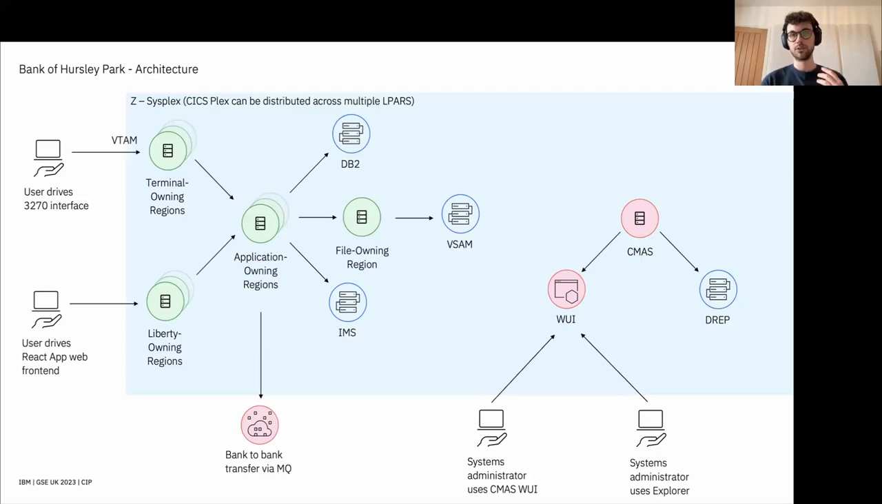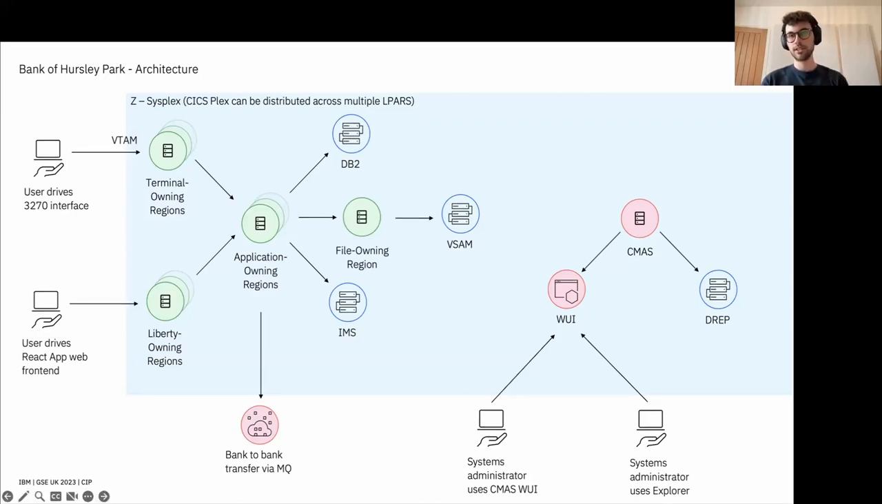Now, for data stores, we've got different options for the bank. We can use DB2 as a data store, or we can communicate via file owning regions to VSAM data stores. We've also got support for IMS, and we can also communicate to other instances of the Bank of Pursley Park application or other services across sysplexes via MQ.